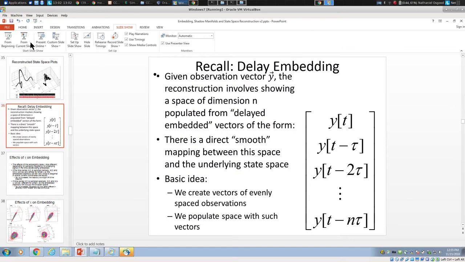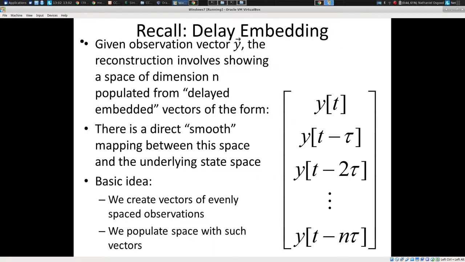Okay, so we're going to get started again. We've been discussing a tricky set of concepts, so I just want to revisit some of those basics so that we can be grounded in a common understanding of what's going on and what we're trying to do.